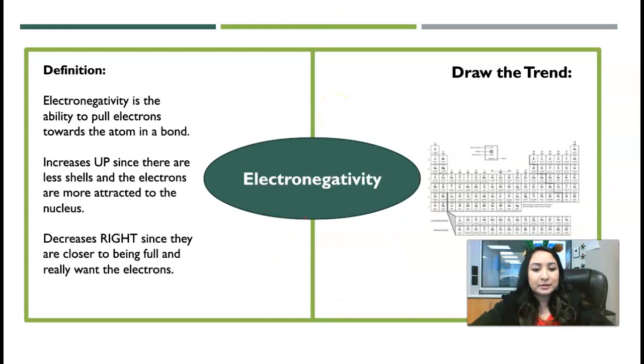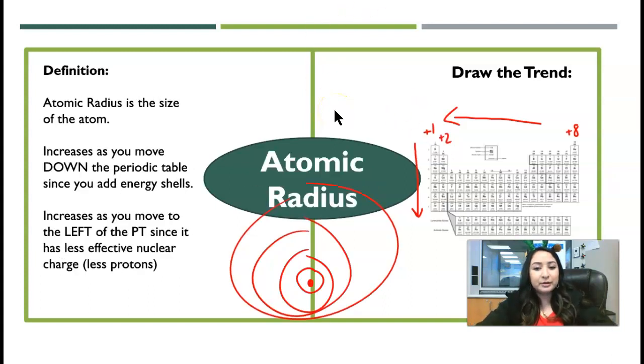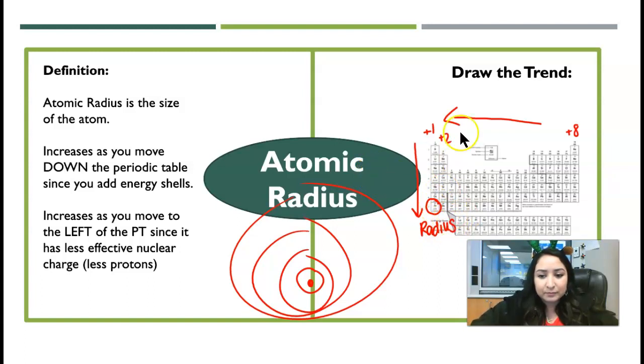Okay, let's look at the next one. Electronegativity. Oh, and let me remind you, for atomic radius, francium, which is Fr, has the biggest radius.